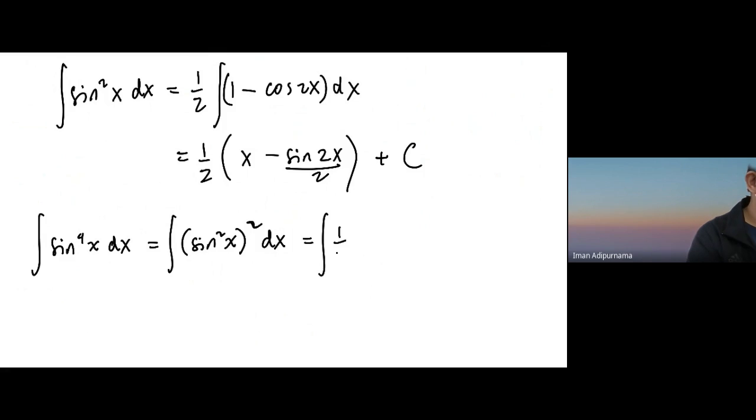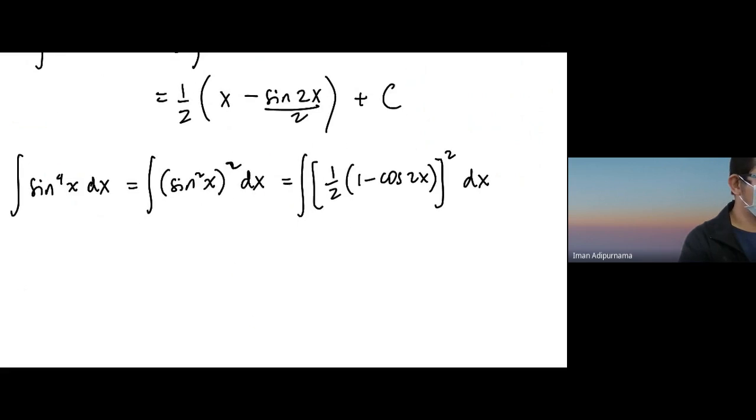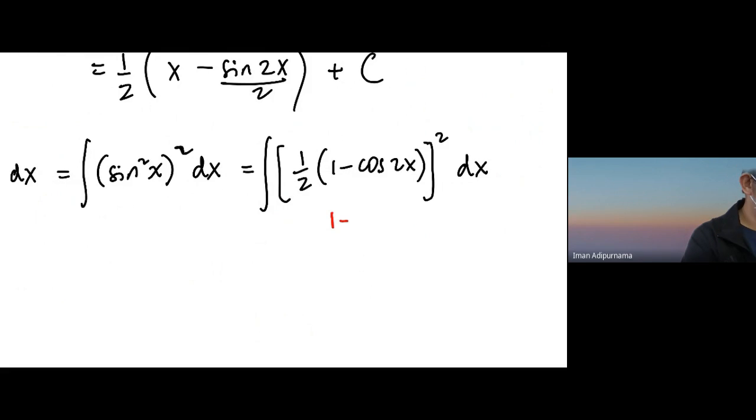is going to have half, and then 1 minus cos 2x and then squared. And then dx. We may need to expand the form. So this will be 1 minus 2 cos 2x plus cos squared 2x.